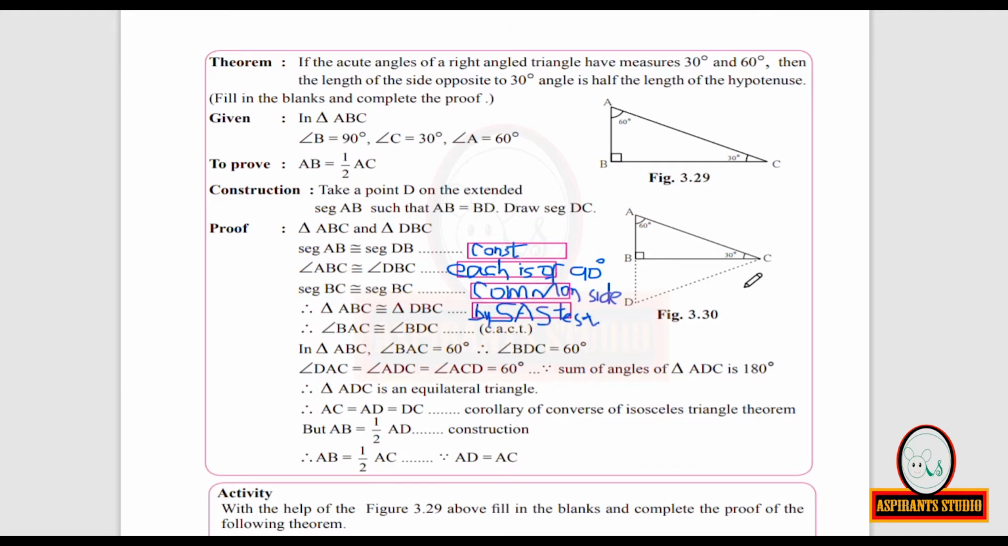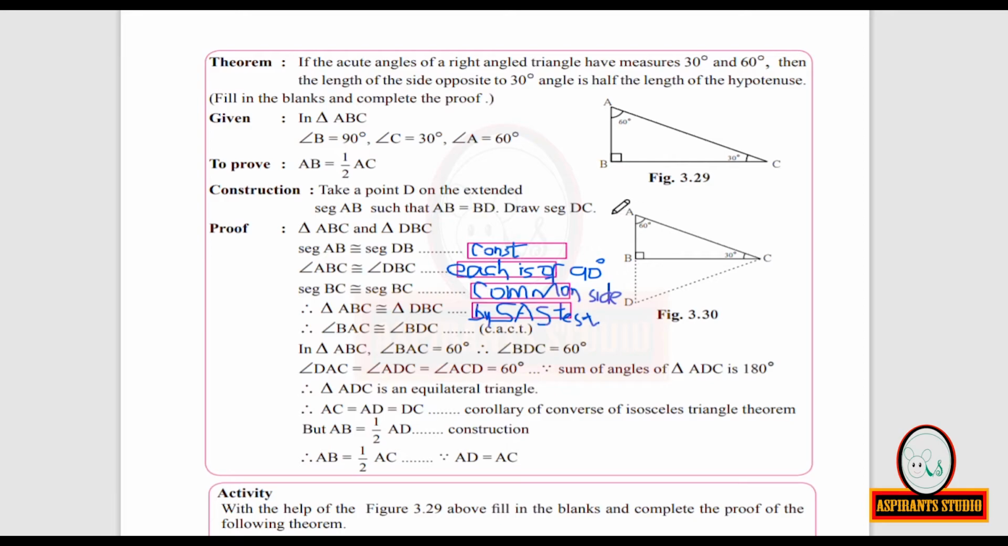So now this triangle becomes an equilateral triangle. You have measure of angle BAC is 60 degrees, measure of angle BDC is 60 degrees. So the remaining angle ACD will be 60 degrees because the sum of the angles of triangle ADC is 180 degrees. Now we have all the angles measured to be 60 degrees each. So triangle ADC is an equilateral triangle.